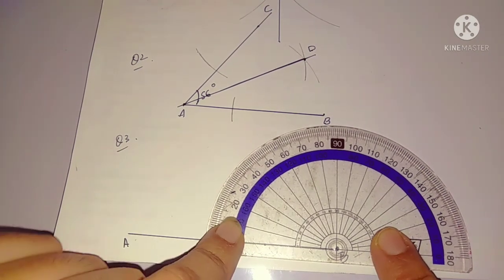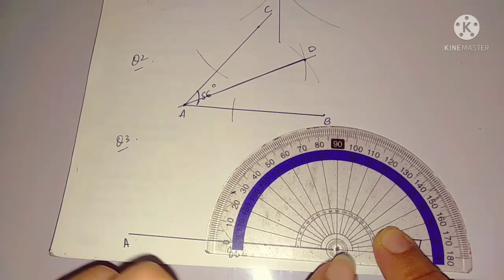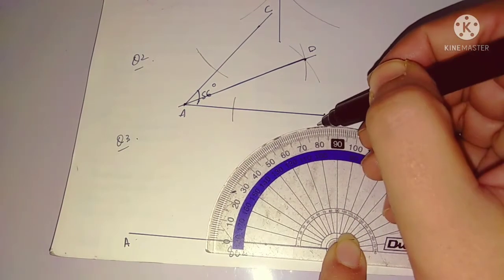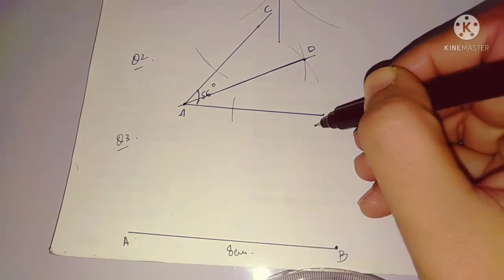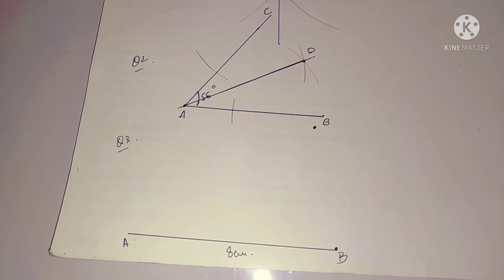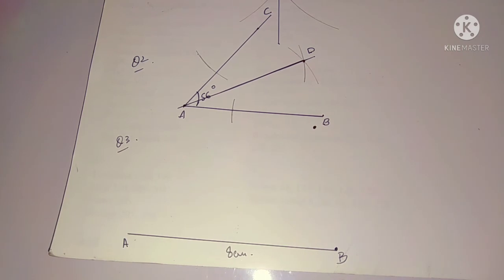They are saying construct the angle of 80 degree, ABC is equal to 80 degree. Now you are making the angle on the right hand side, so you will follow the upper scale. So 80 is here. Can you see? 80 is here. Just draw the line, just put the dot. And now they have told you the length of BC, which is 6.5 centimeter. So point C will be here now. So BC is 6.5 centimeter.